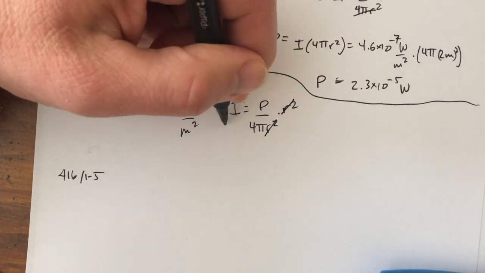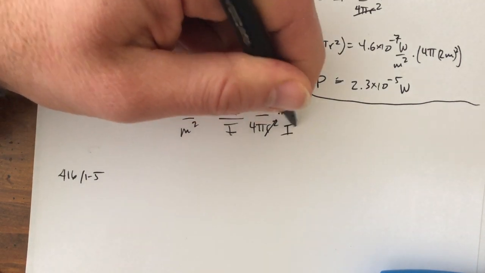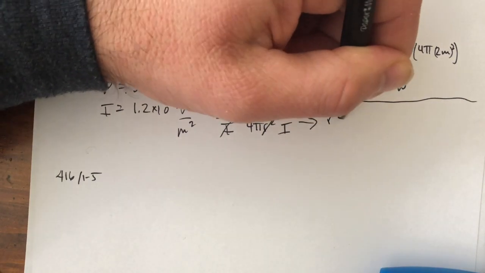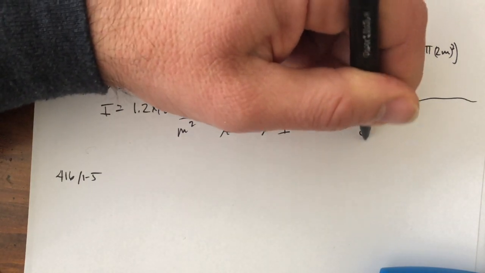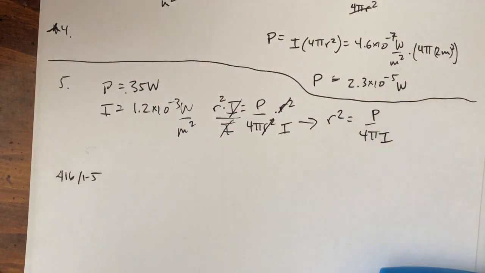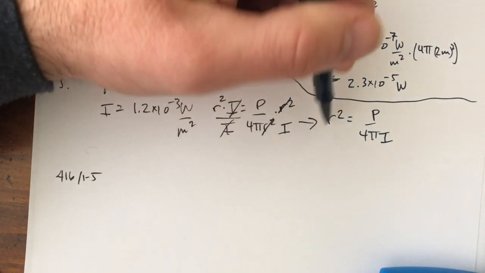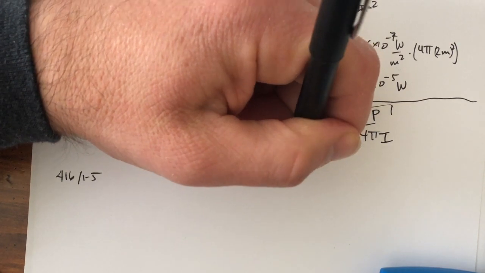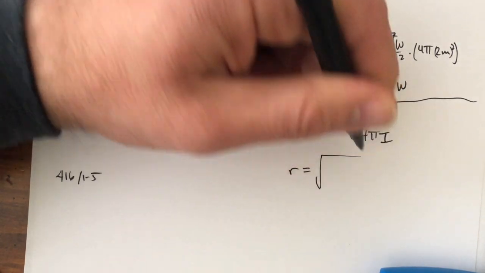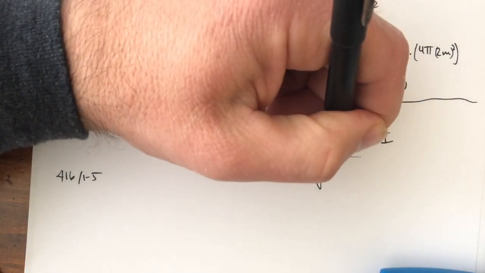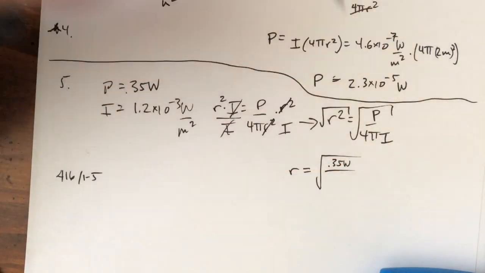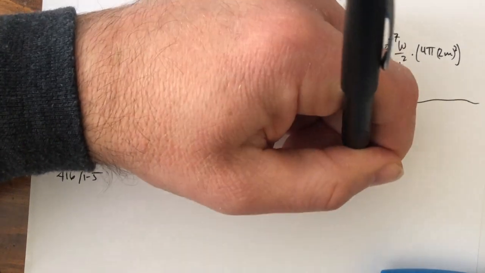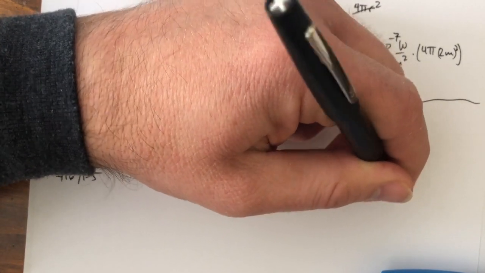And I'm going to divide both sides by I. And so then what I have is r squared equals P over 4 pi I. And again, I don't want r squared, I want r, so I'm going to take the square root of both sides. And so I have r equals 0.35 watts over 4 pi times 1.2 times 10 to the minus third watts per meter squared.